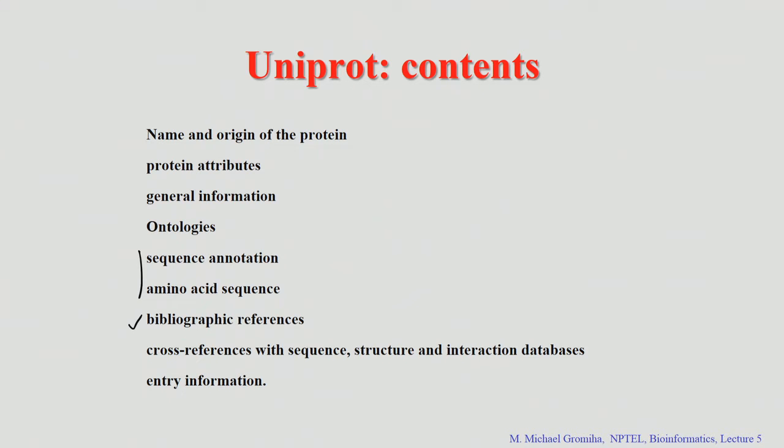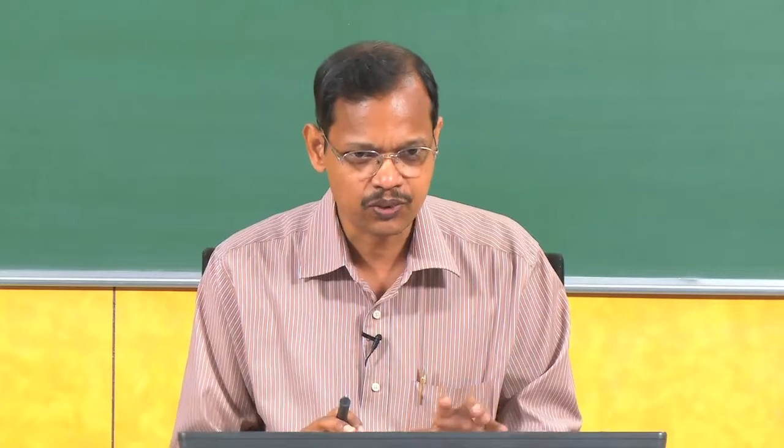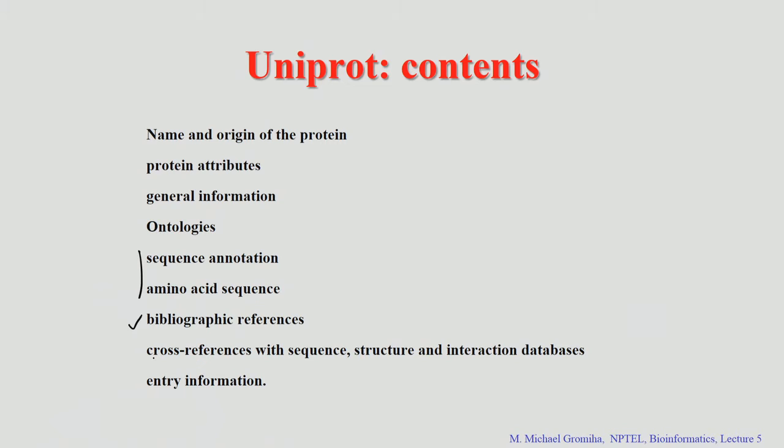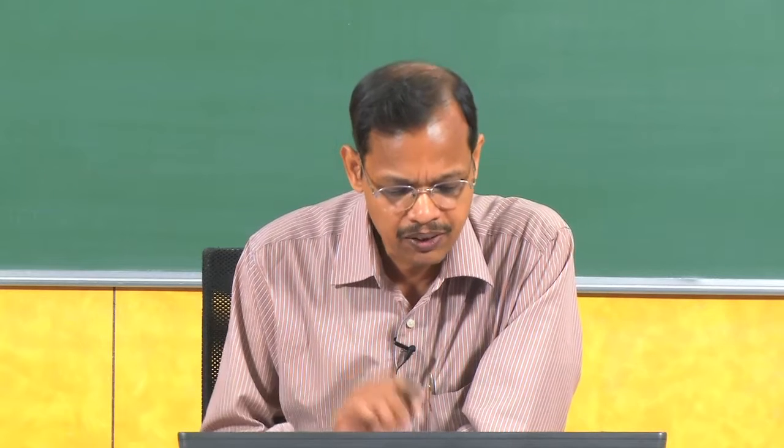So, all the information they provide in the database is supported with the bibliographic references where they obtained the original data, original information. Then they give the cross reference with a lot of other databases. I will show some of the important databases, and they give the complete information regarding these particular entries. If you want to search data for any of these specific proteins, I will show one example.